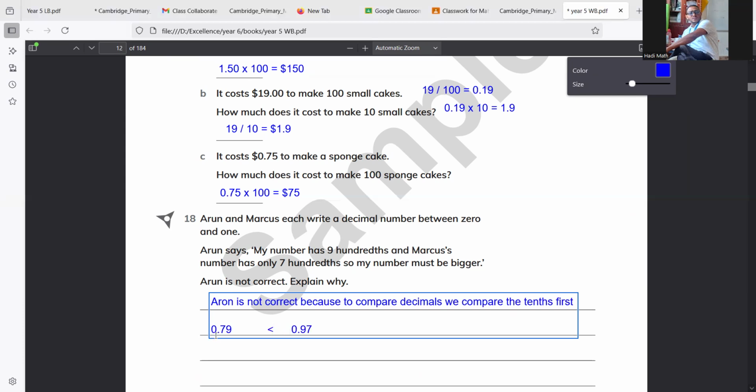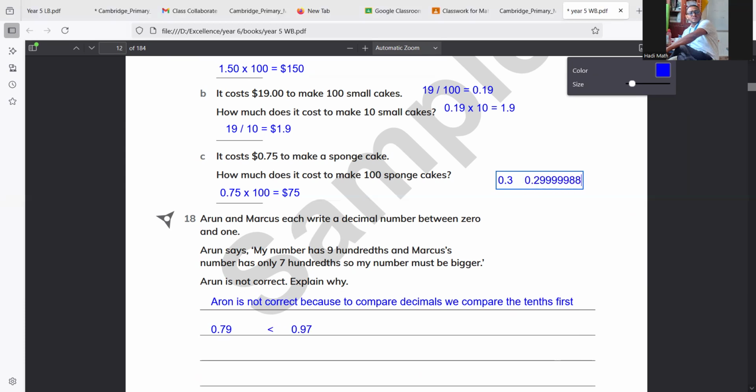We look at the whole number, which is 0 and 0. They are equal. Then we look at the first digit after the decimal point. Here is 7 and here is 9. So the 9 is bigger. Even if they write, look at this one. If I say 0.3 and the other number is 0.299988877, which one is bigger? You don't need to compare all the numbers. 0 and 0 is okay. This is 2, this is 3. So the 3 is bigger, because this 3 is bigger than this 2. That's why this number is bigger. I hope this is clear for you.